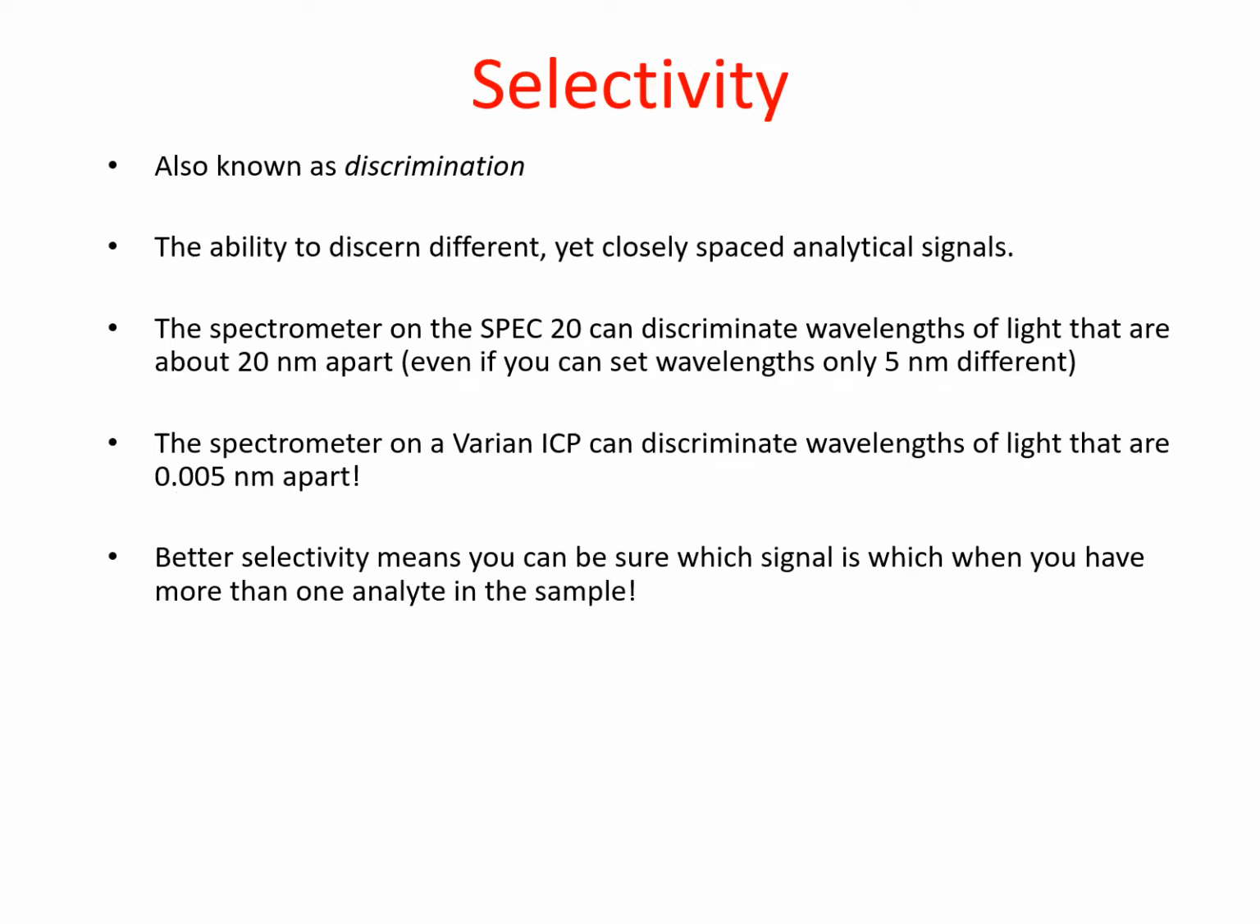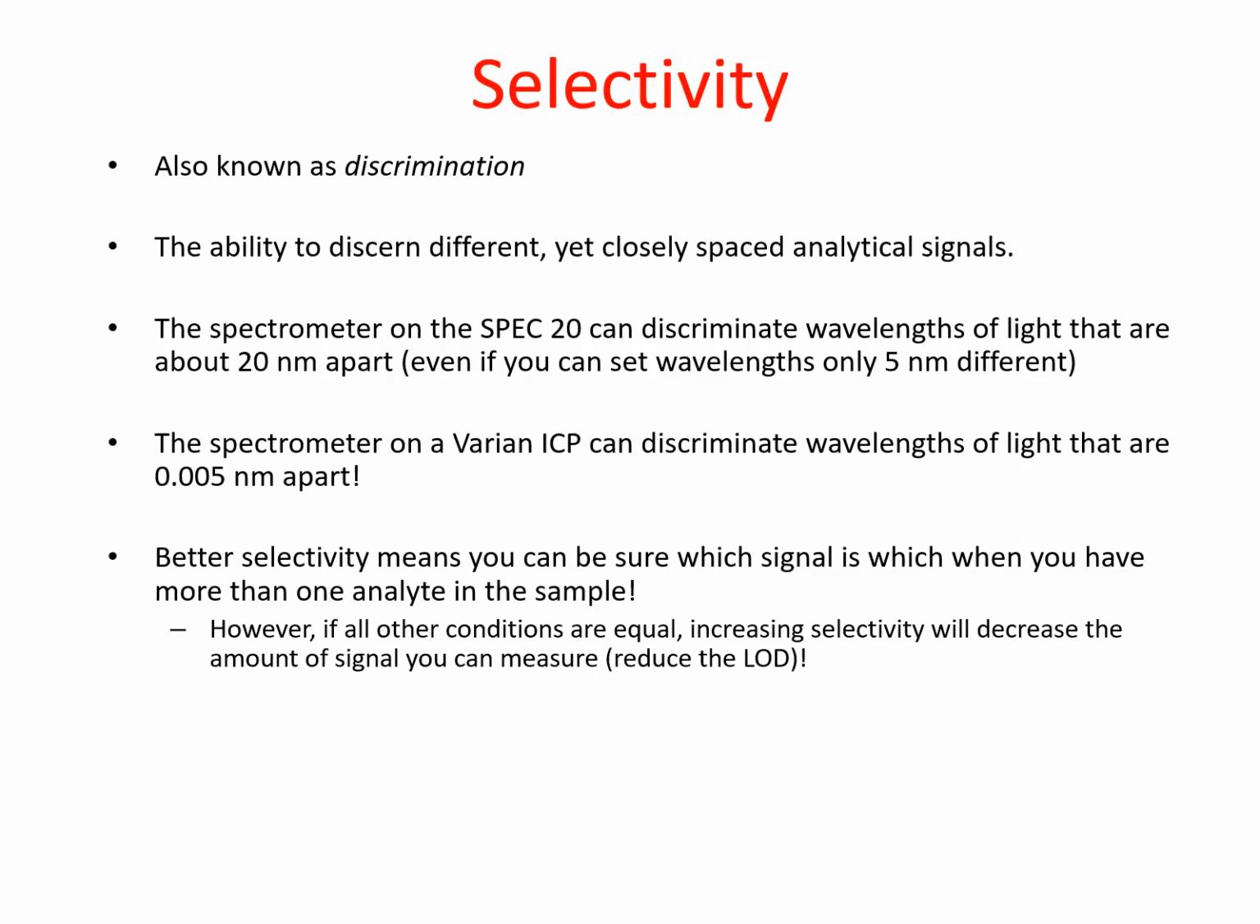The better the selectivity means you can be sure which signal is which when you have more than one analyte in the sample. Because remember, the analyte may absorb a particular light. So this response of that analyte, if they are very close responses, then the better selectivity can be attained when you can distinguish those signals. So we say the better selectivity means you can be sure which signal is which when you have more than one analyte in the sample.